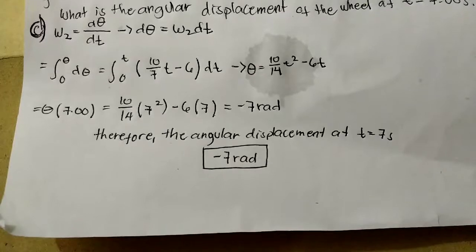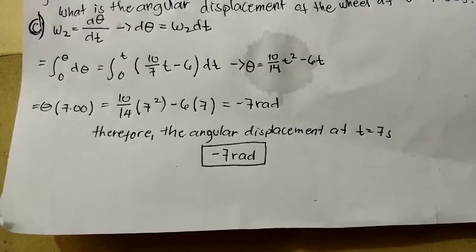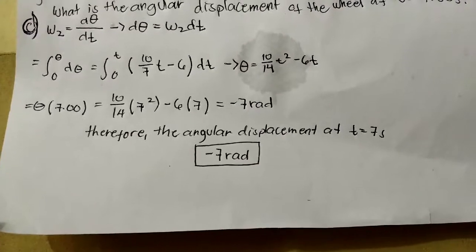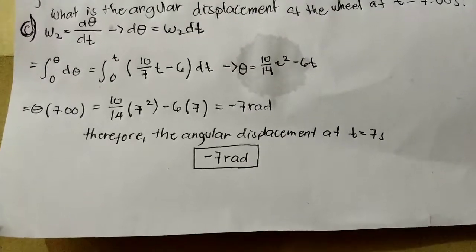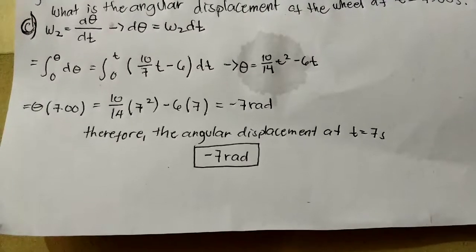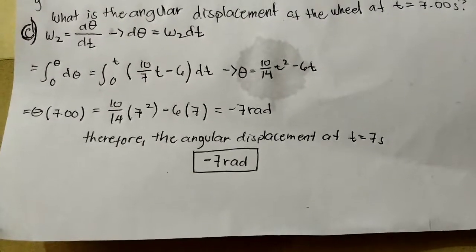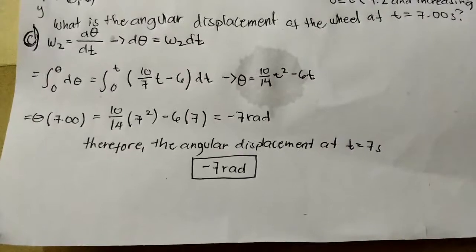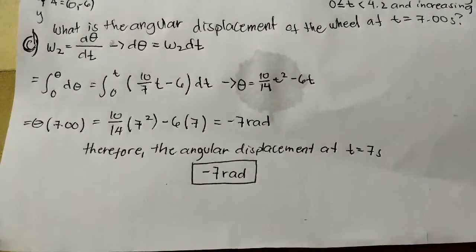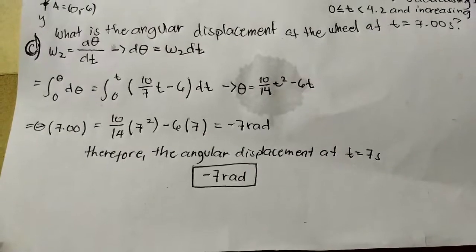Theta at t = 7 equals 10 over 14 times 7 squared minus 6 times 7, which equals negative 7 radian. Therefore, the angular displacement at a time of 7 seconds is negative 7 radian.